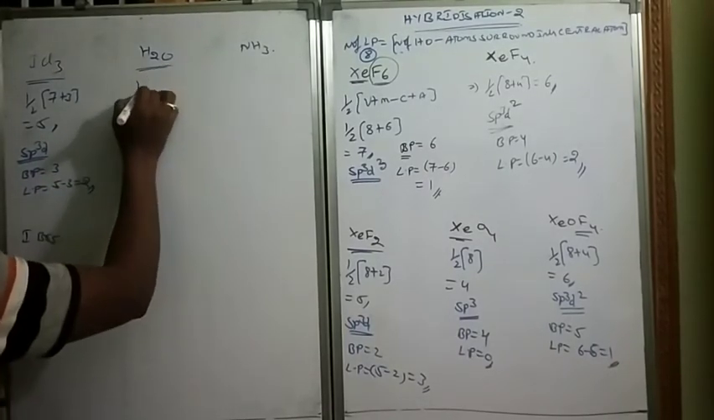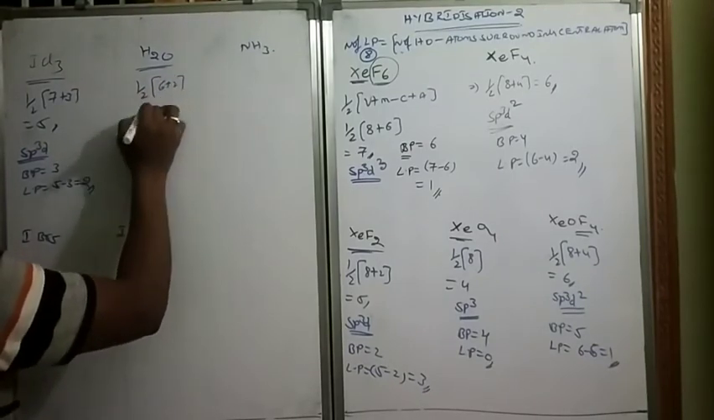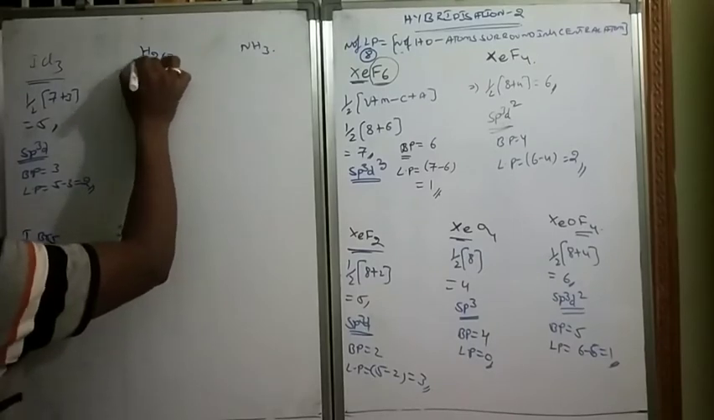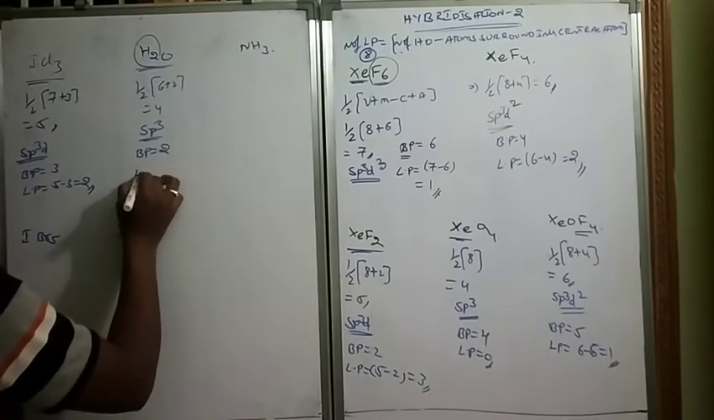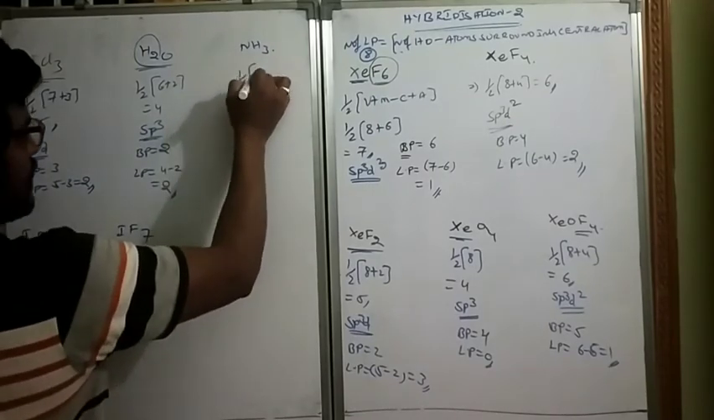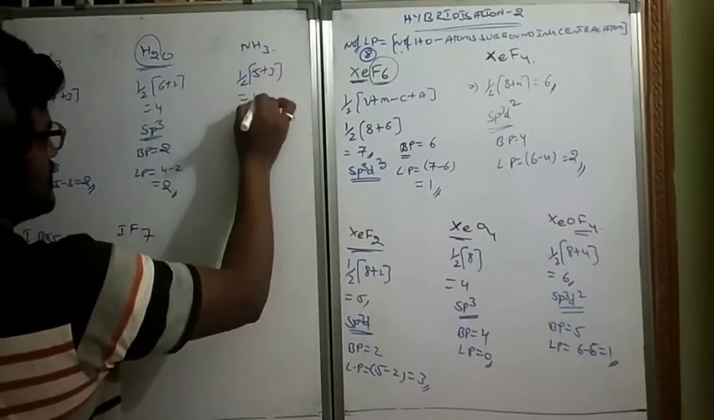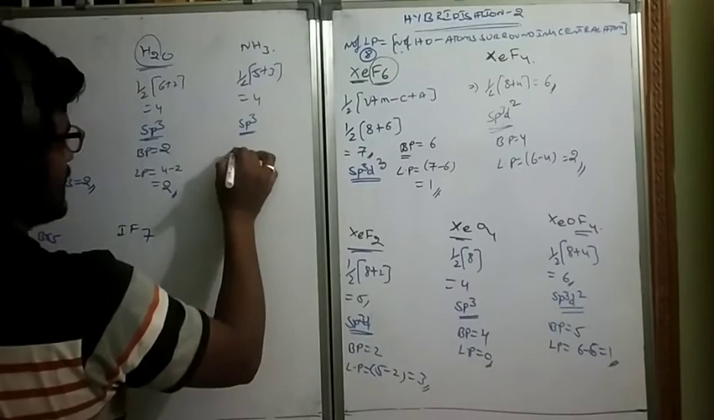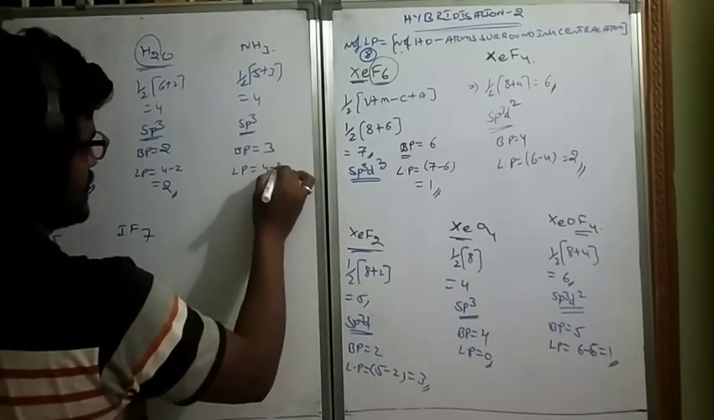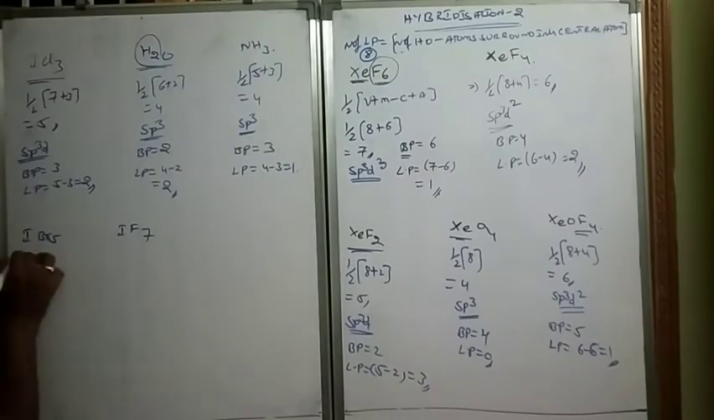H2O. Half into 6 plus 2 by 2, 4. sp3 hybridization. Bond pairs: since 2 hydrogens are surrounding, 2. Lone pairs is equal to 4 minus 2. Ammonia, half into 5 plus 3 by 2, 4. It is sp3 hybridization. Bond pairs are 3. Lone pairs is equal to 4 minus 3, that is equal to 1.